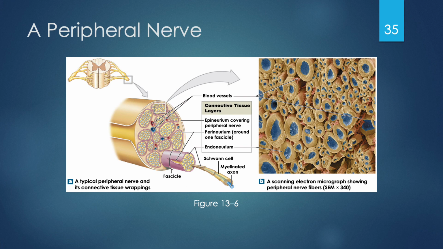And then below that, when you get down at a smaller level, you can look at the single myelinated axon at the very bottom, and the endoneurium is going to be surrounding that. And you can even see Schwann cells wrapping around, myelinating the axon to insulate it.